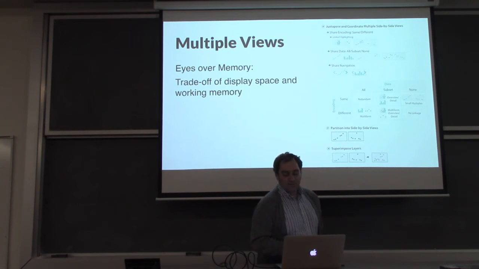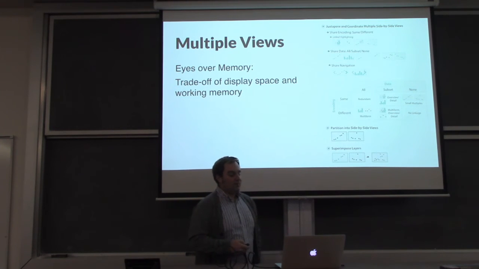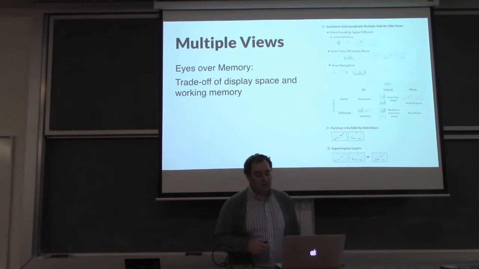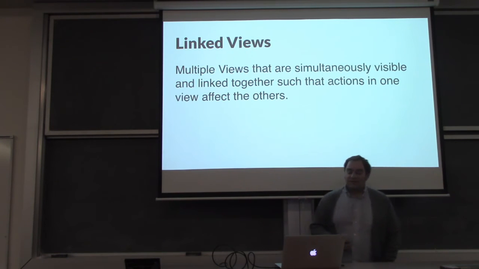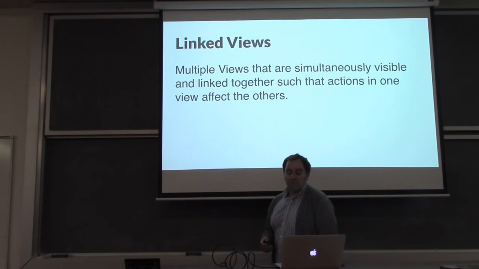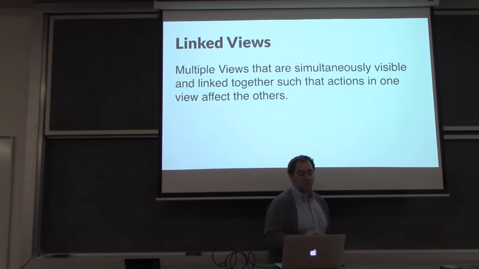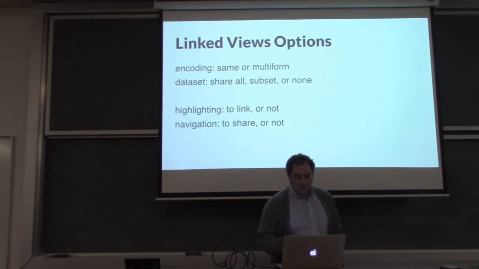And so we'll look at a couple of different ways of arranging and creating views, about shared encoding, about shared data, about shared navigation, and then we'll talk about partitioning for the rest of the lecture. So what are linked views? Linked views are multiple views that are simultaneously visible and linked together such that actions in one view affect the other. And so we've seen this before.